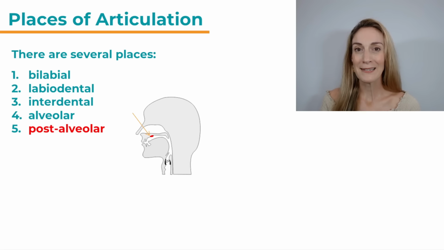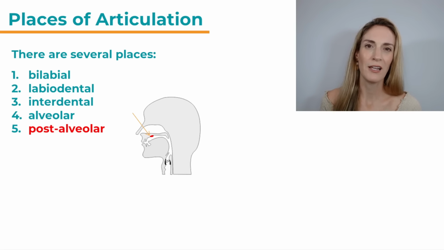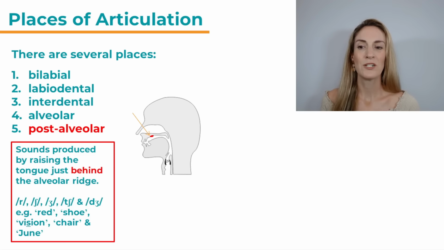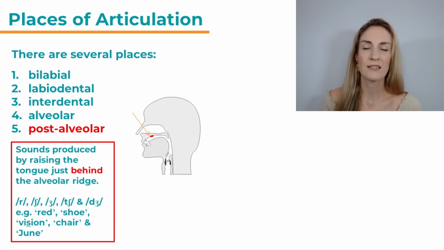So let's have a look at the next place that's just behind the alveolar ridge. It's the post-alveolar sounds. And so it's literally just, you move a little bit further back behind this little bump. I've shown it in the cross section, and we do have quite a number of sounds that are produced here, and they are produced by raising the tongue. And this is a little bit more like the middle part maybe of the tongue or the tip, and you raise it just behind the alveolar ridge.